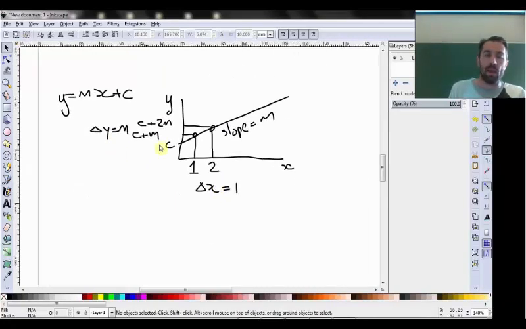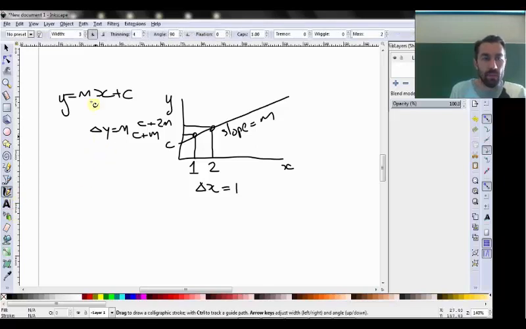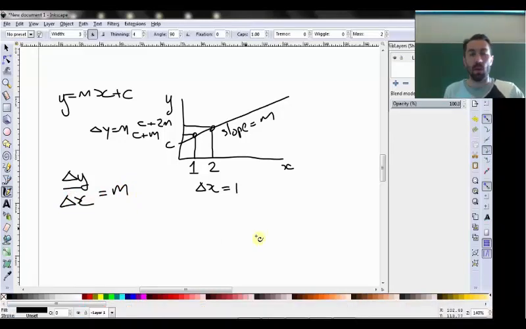Okay, and the way that we would normally write this story is to say, given this equation, I can write the derivative of this equation as change in y over change in x is equal to m. But obviously I'm saying change in y is m over change in x is 1, which is just m. Okay?